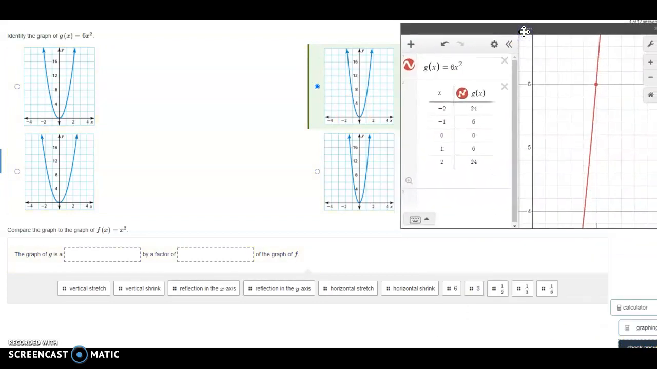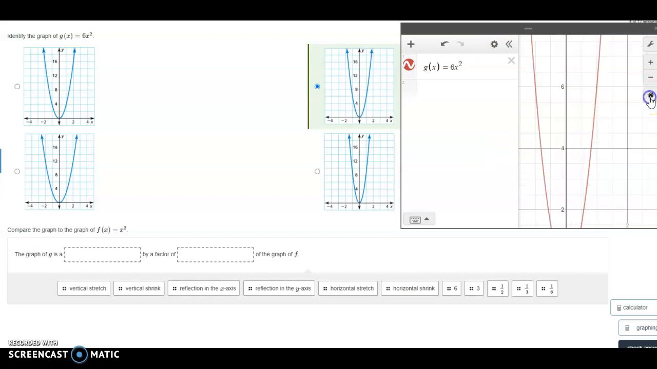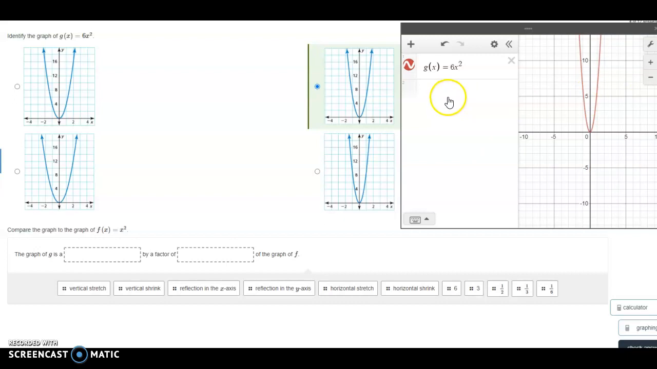Now it says I have to compare. So if you want to put in the other graph, you can. And by the way, if I want to reset this, I click on the house, and it goes back to that. So I'm going to put in the parent function, like so, and you can see that it's wider. So it says the graph of g is a blank by a factor of blank.